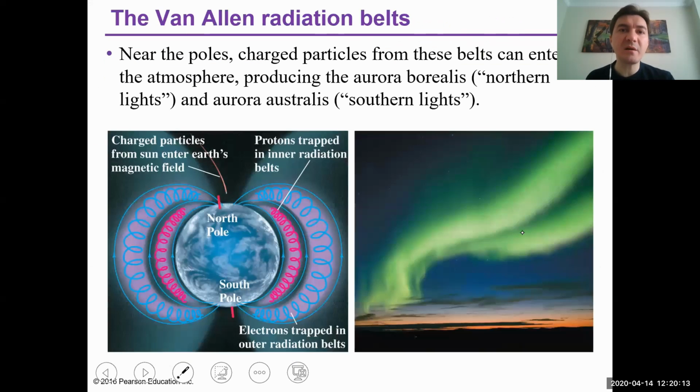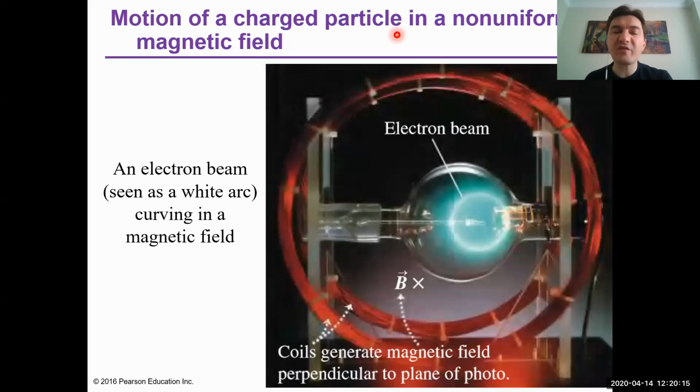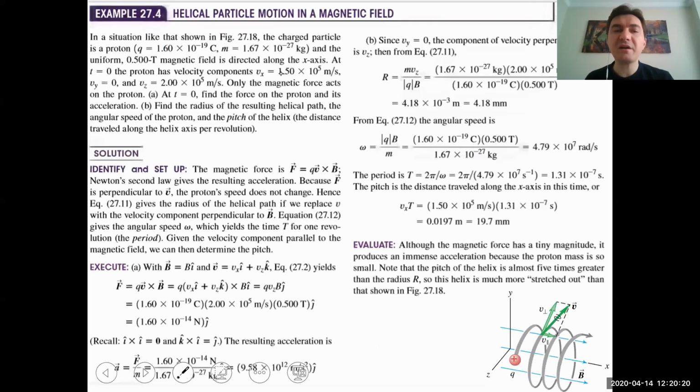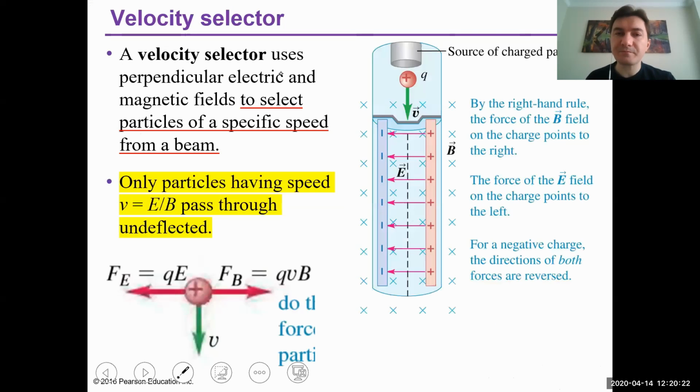So we are talking about motion of charged particles in a magnetic field. Here I will give you some very useful applications of magnetic fields and magnetic forces acting on charged particles. Here we have a velocity selector. A velocity selector uses perpendicular electric and magnetic fields to select particles of a specified speed from a beam.